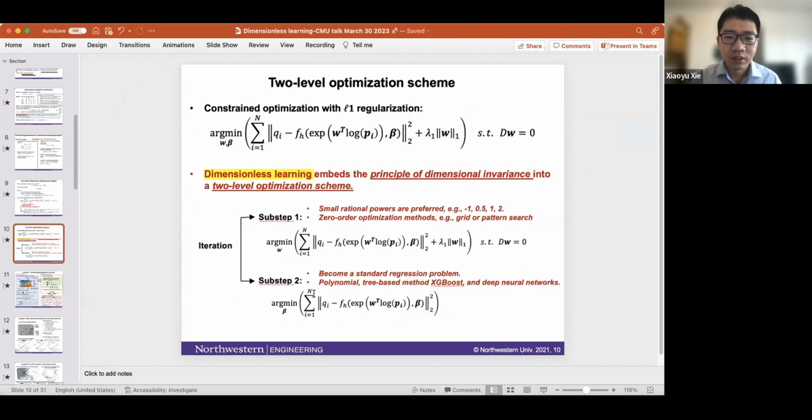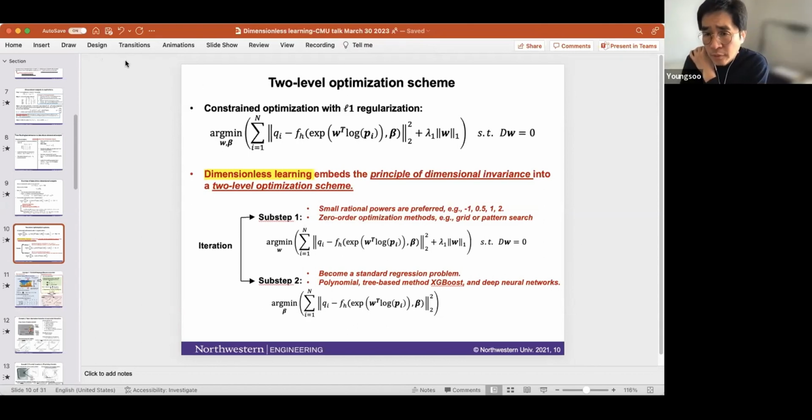So for the second level, we try to use a more flexible approach. It can be simple, like a polynomial. It can also be a complex deep neural network, because the relationship can be nonlinear and complex. But the input should always be dimensionless numbers. So this is the trade-off and the assumption.